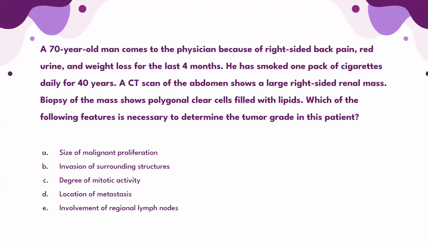All right. Next question. A 70-year-old man comes to the physician because of right-sided back pain, red urine, and weight loss for the past 4 months. He has smoked 1 pack of cigarettes daily for the past 40 years. A CT scan of the abdomen shows a large right-sided renal mass. Biopsy of the mass shows polygonal clear cells filled with lipids. Which of the following features is necessary to determine the tumor grade in this patient?